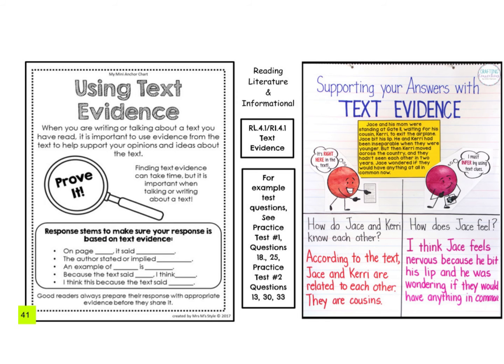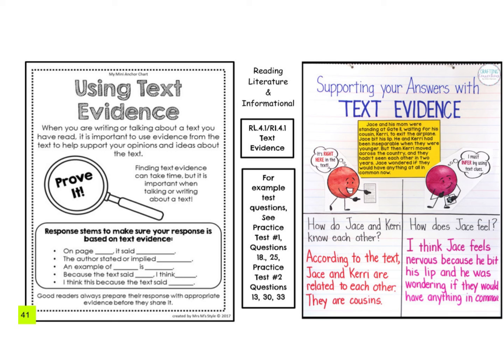Our notes tell us that when you're writing or talking about a text that you've read, it is important to use text evidence to prove your answers. This is when we go back to the text and we find a sentence, word for word, that proves our ideas. So it's important that we know that these notes are found on page 41.